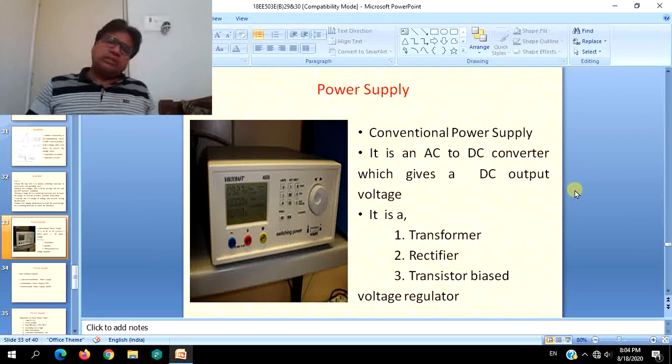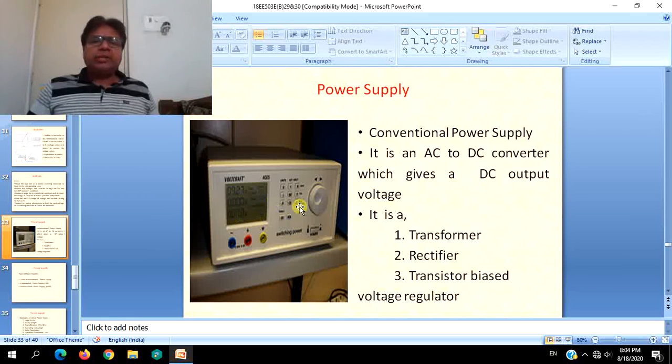The most conventional power supply, which was used in olden days and which you can witness mostly in your electronic labs, is the normal power supply which you find in your labs. It is called a conventional power supply or linear power supply. It is nothing but an AC to DC converter which gives a DC output voltage simply to be given as a supply source for the electronic equipment.